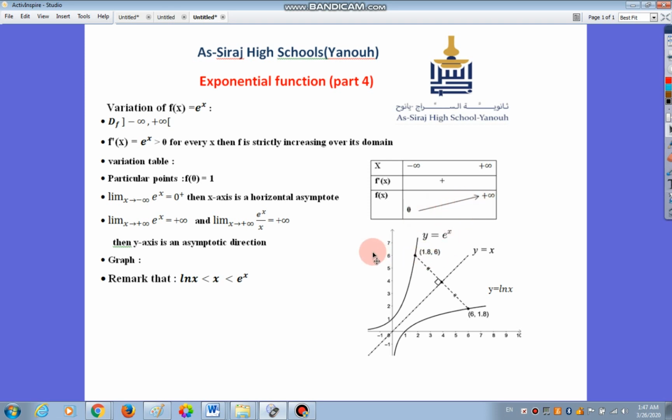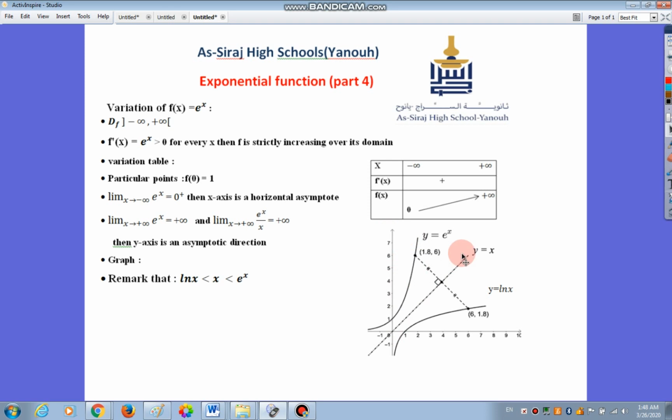Let's go now to the graph. Here in our graph we have 3 graphs. I'm interested now in the graph of y equals e^x first. As you see here, when x goes to minus infinity, f(x) goes to 0, so the x-axis is a horizontal asymptote. It passes through the point (0, 1), then it increases indefinitely. It seems to be parallel to the y-axis. Why? Because the y-axis is an asymptotic direction, as we have said here. So this function increases indefinitely, and it seems that it is parallel to the y-axis.